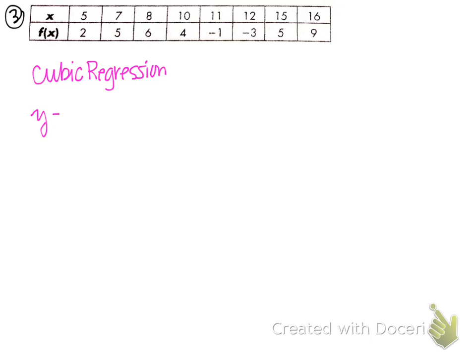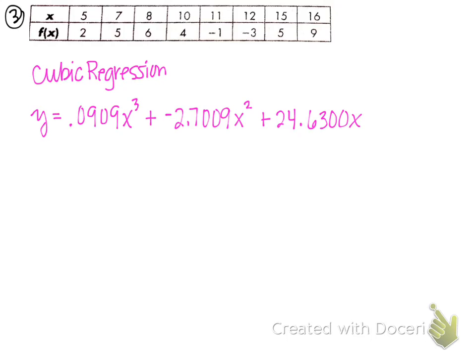So our model is y is equal to 0.0909 x cubed plus negative 2.7009 x squared plus 24.6299, so let's do 24.6300 x, and then plus negative 65.2050. And there is our cubic regression model for that data.